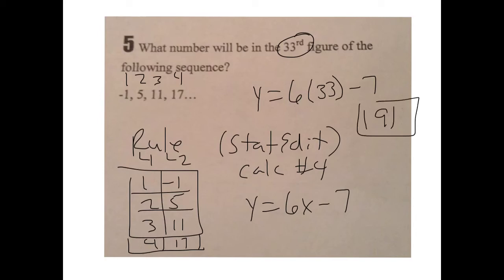191. You could try to figure out the change here. What's this going up by each time? It's going up by 6s. So you could just keep doing that. It took a while to get to 33, but you'd eventually get there.